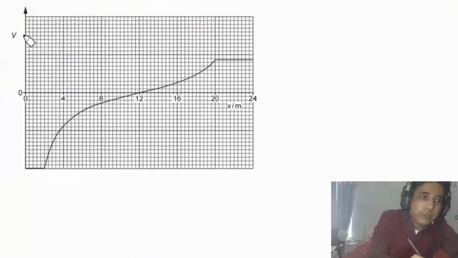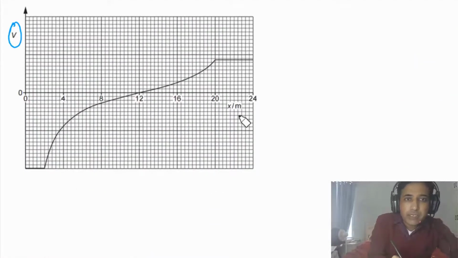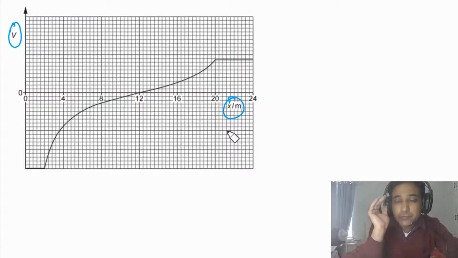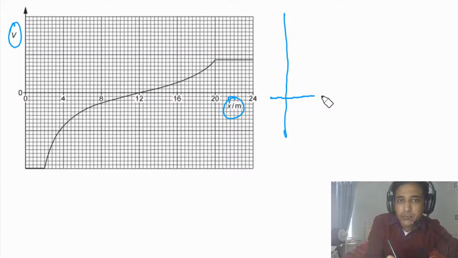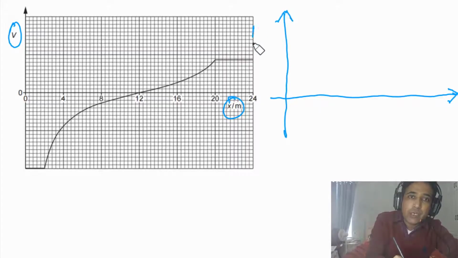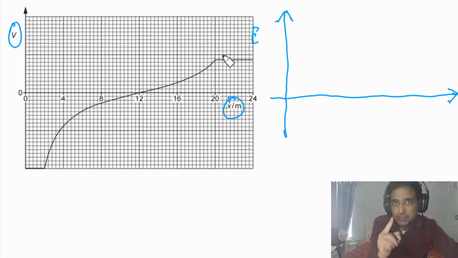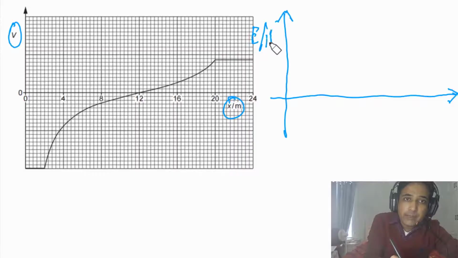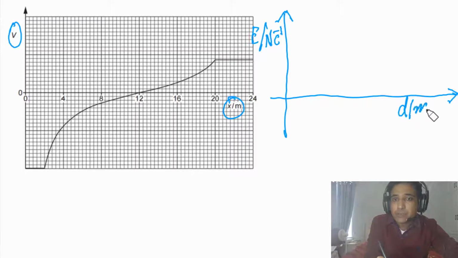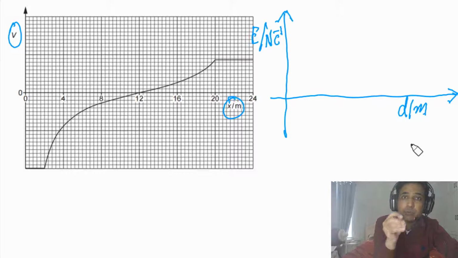Let's try to do a little bit more practice about the potential against distance graph and the electric field against distance graph. These two graphs are very common in A2 physics from the electric field topic. So you need to understand how to convert potential into electric field and electric field into potential. Here we have electric field, let's say in newtons per coulomb, and distance in meters. You need to sketch the graph. You can try this one by yourself and then compare your answer with my answer.